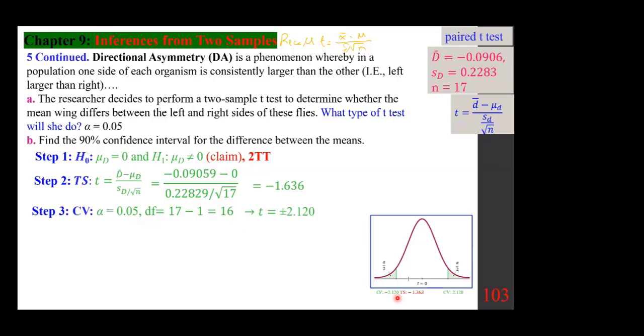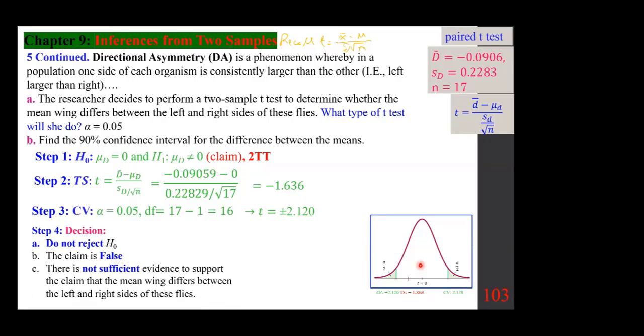The critical values, negative here, positive here, and the test statistic is way into the non-rejection region between the two values. And therefore, we do not reject H0, or fail to reject H0. So stick with the first one and go back to the first step. If you are not rejecting H0, you're rejecting H1, you're rejecting the claim, the claim becomes false, and now you do the writing.